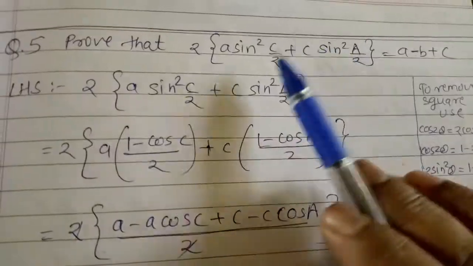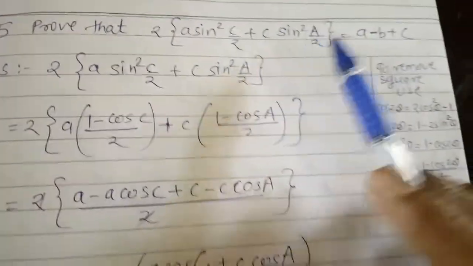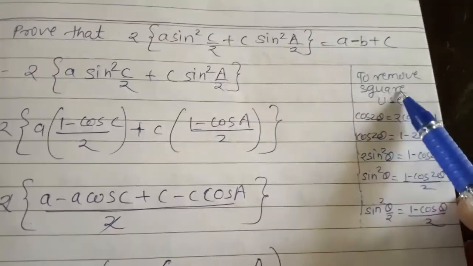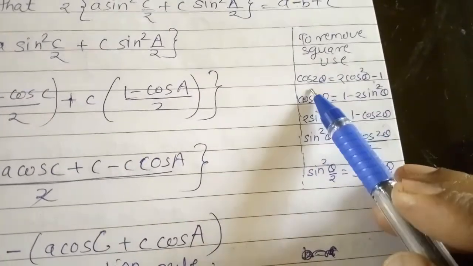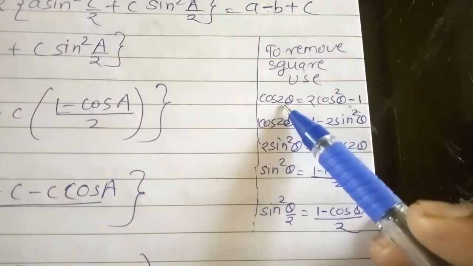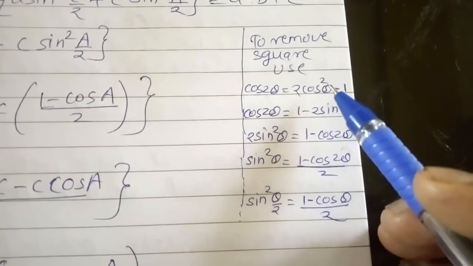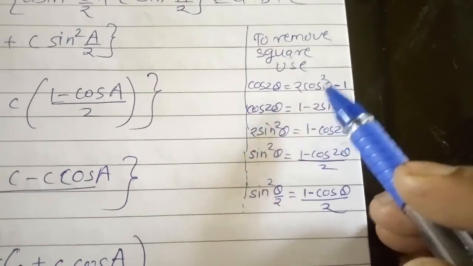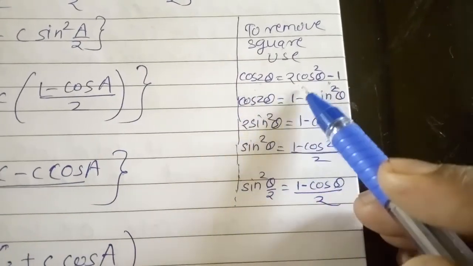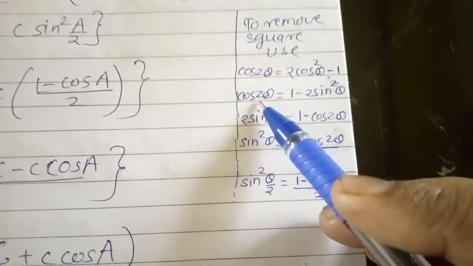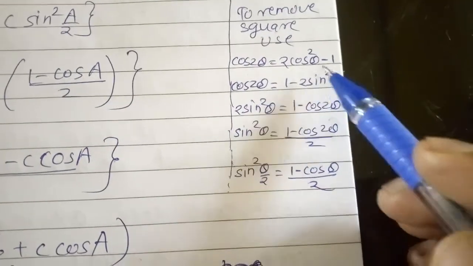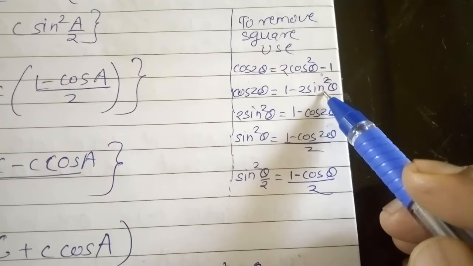So see, in this example we see squares. So to remove these squares we can use this formula, you know the formula of cos 2 theta. You learned it in the 11th standard. There are 3 formulas of cos 2 theta: cos 2 theta is equal to cos square theta minus sin square theta, second is cos 2 theta equals 2 cos square theta minus 1, and third is cos 2 theta equals 1 minus 2 sin square theta. We just have to find out the values of cos square and sin square theta.